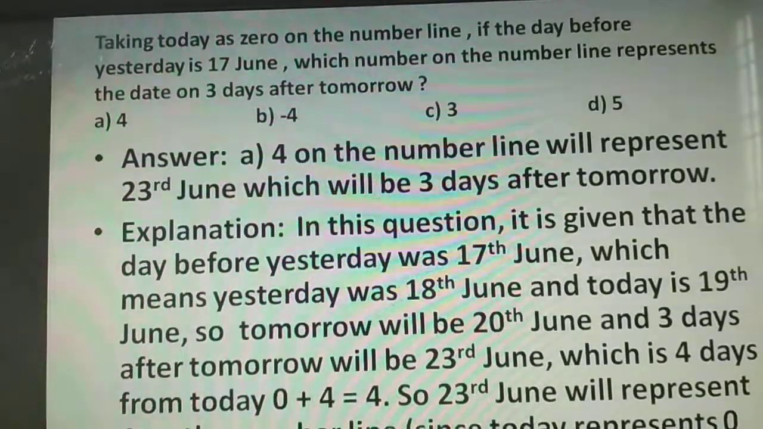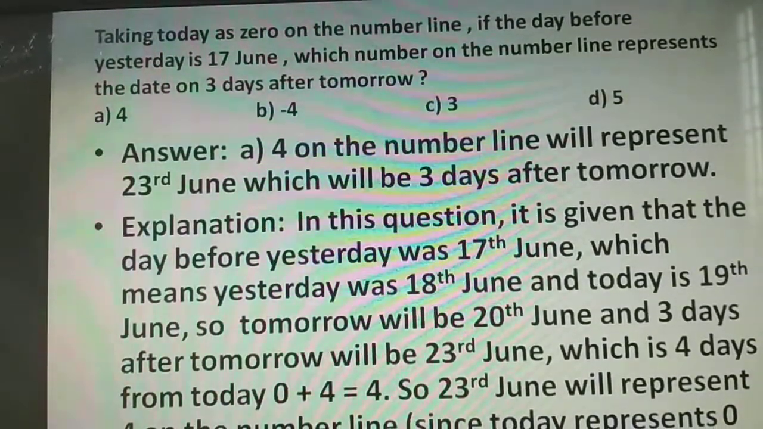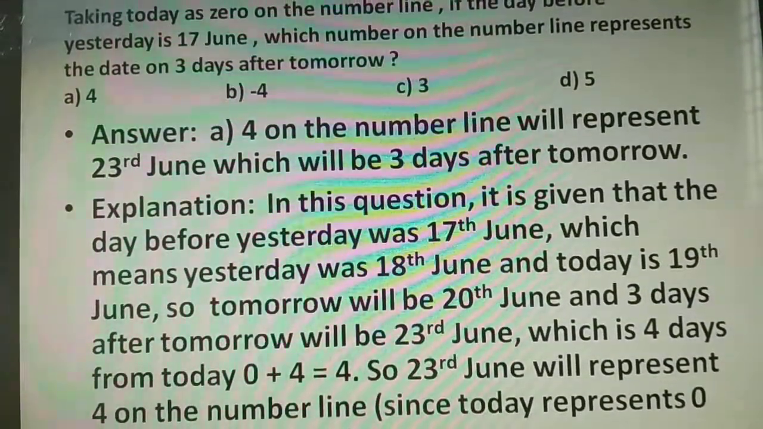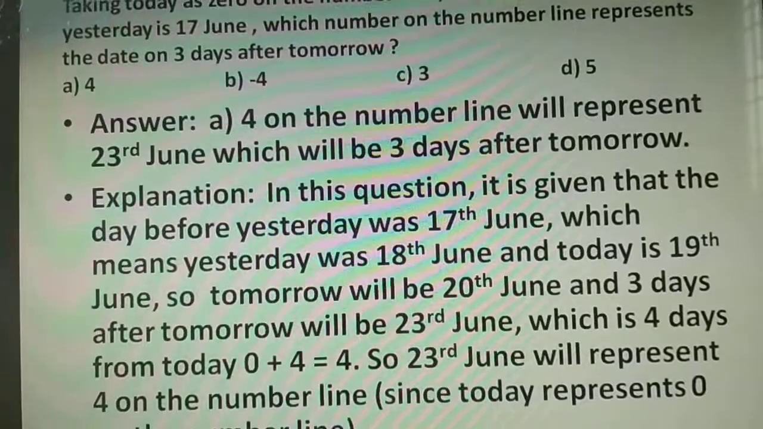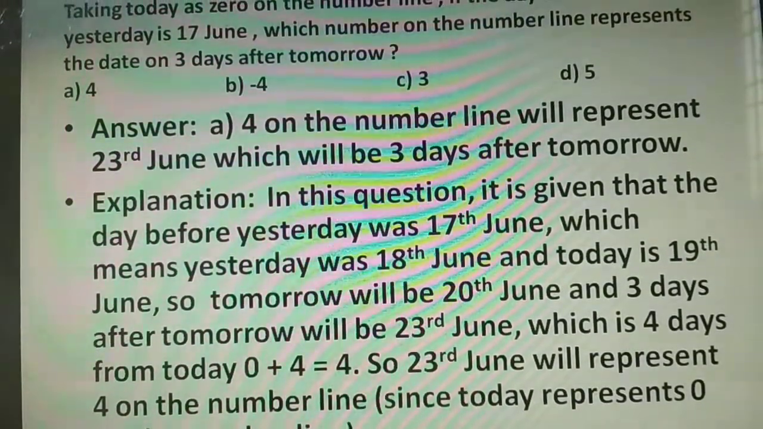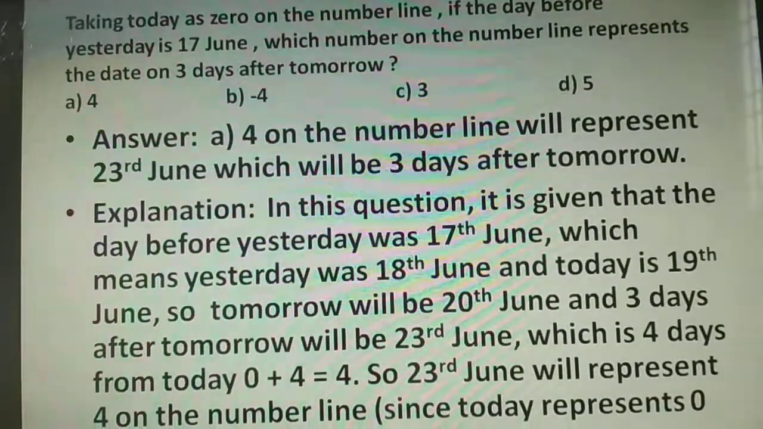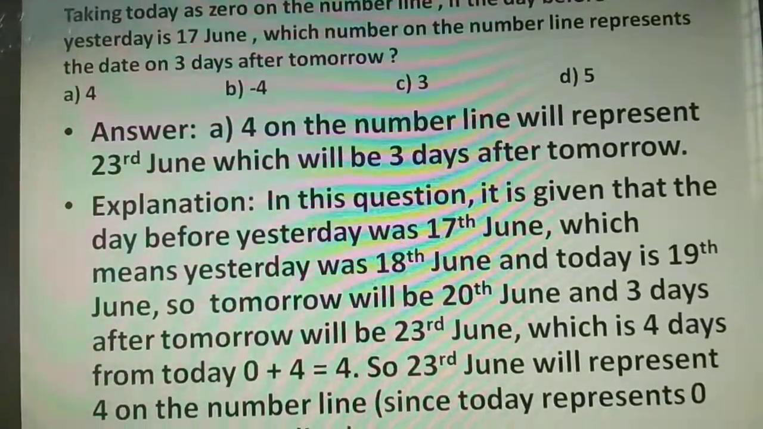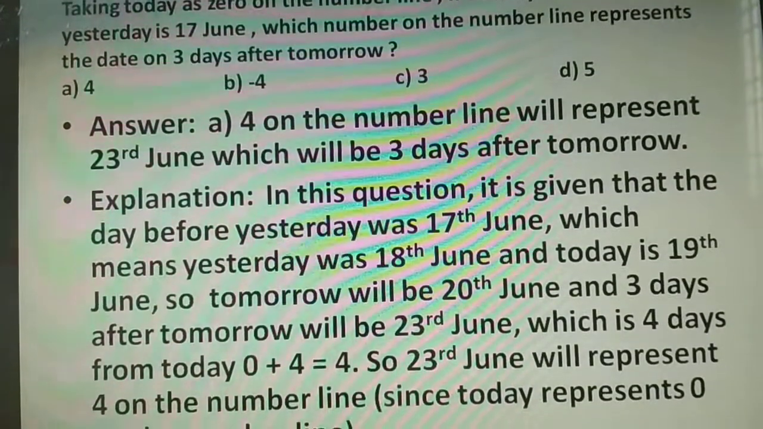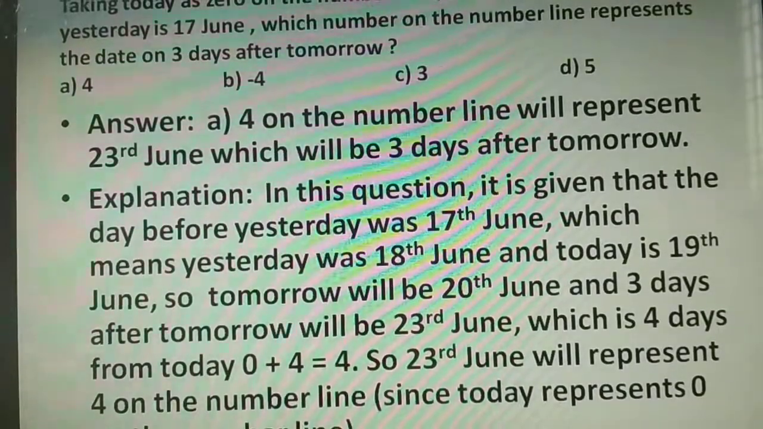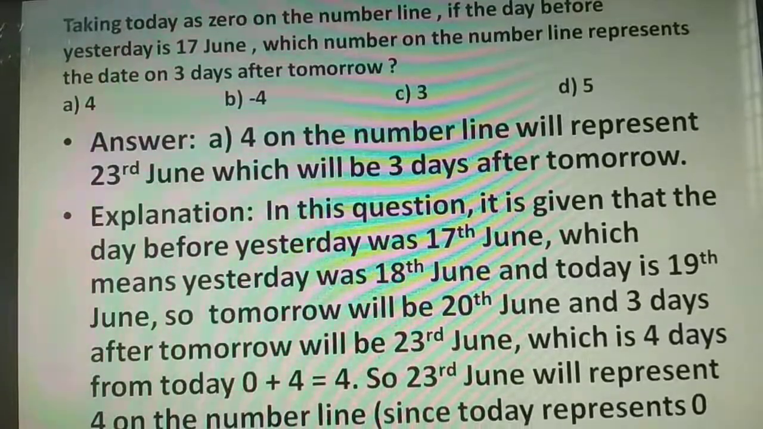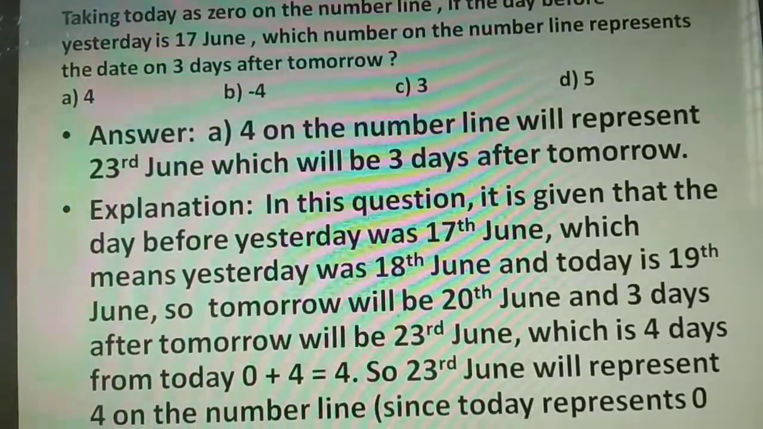Let us consider the explanation for this question. In this question, it is given that the day before yesterday was 17th June. We must read the question carefully to capture as much data from the question as possible. That was 17th June, so it is now confirmed that it is given that the day before yesterday was 17th June.